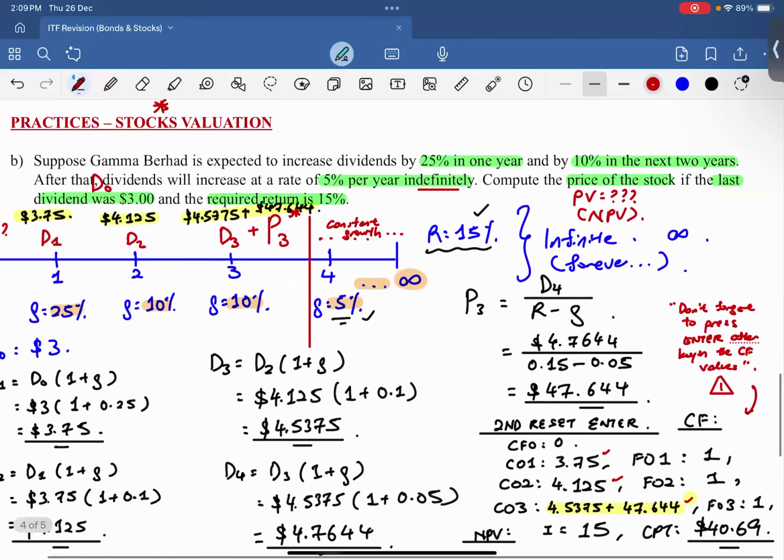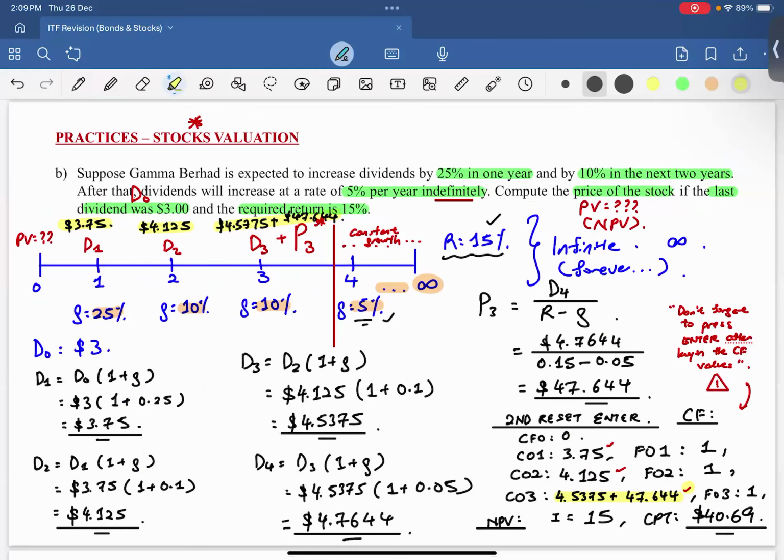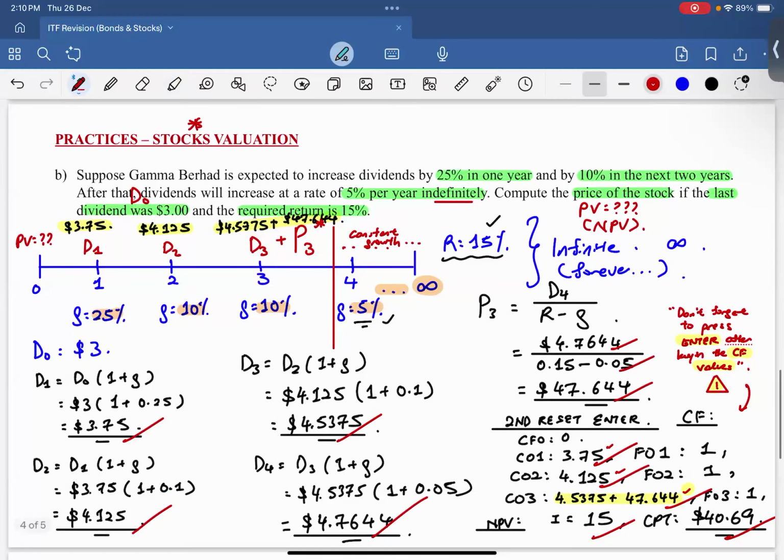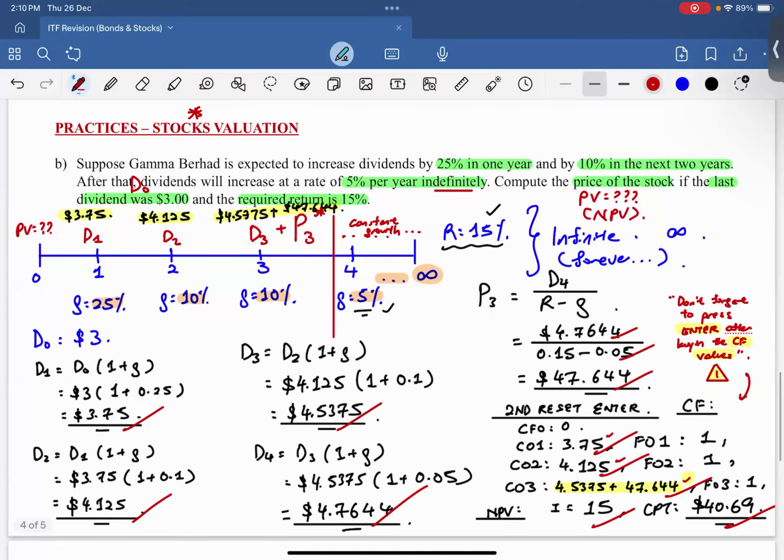Okay, don't forget to press enter after keying all the cash flow values. So how are the marks being allocated? 1, 2, 3, 4, 5, 6, 7, 8, 9, 10, 11, 12. Usually it will be like that. So usually it will carry at least 12 marks already, usually 10 to 12 marks, depending on how the question is asked, but these are your workings.